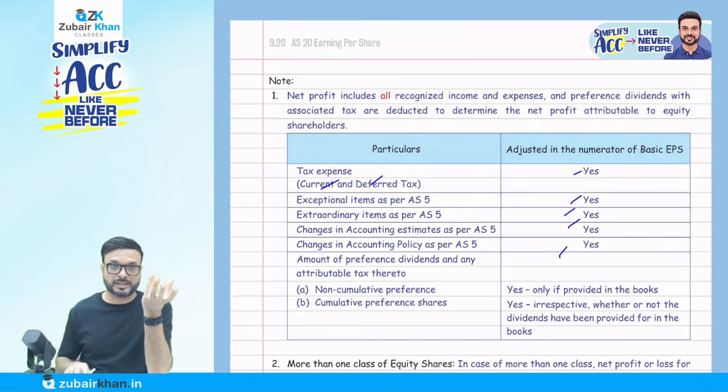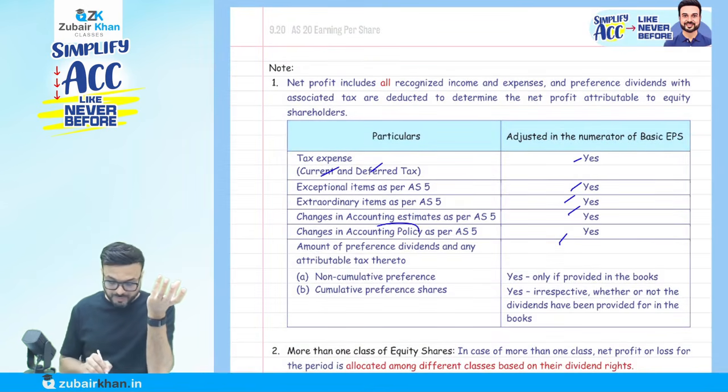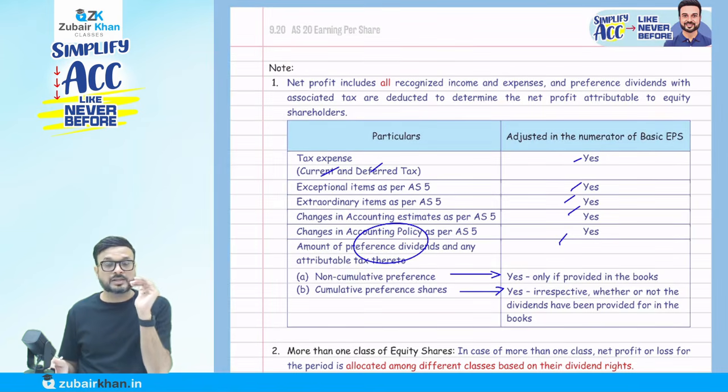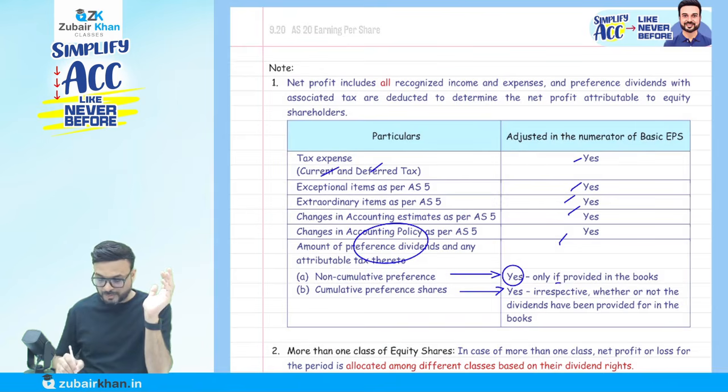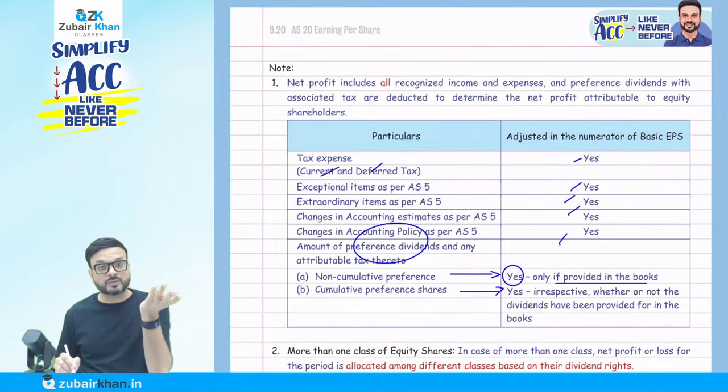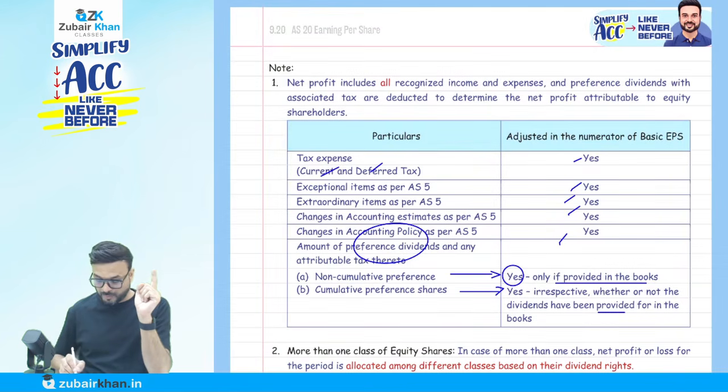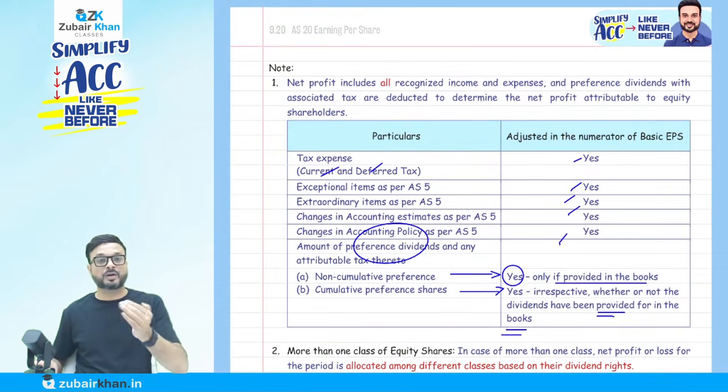Every item we have to take in a P&L account. But when it comes to the preference dividend, remember there are two types of preference share, cumulative and non-cumulative. In case of a non-cumulative, we are going to write it as preference dividend only if it is provided in the books. But in case of a cumulative preference share, irrespective of whether or not the dividend has been provided for in the books, whether they have recorded it or not, it doesn't matter.